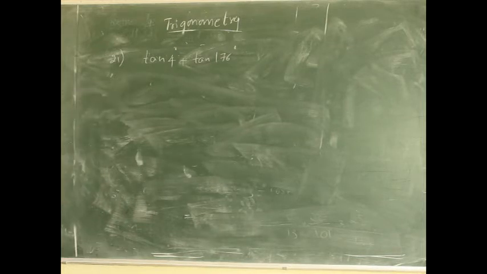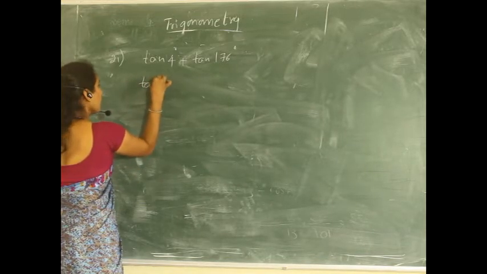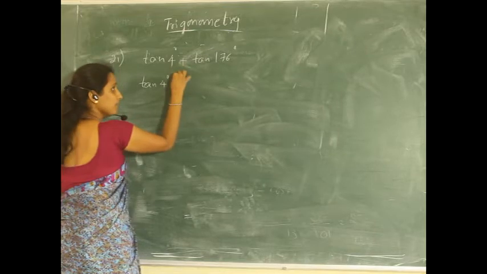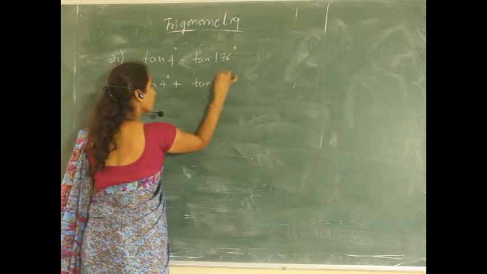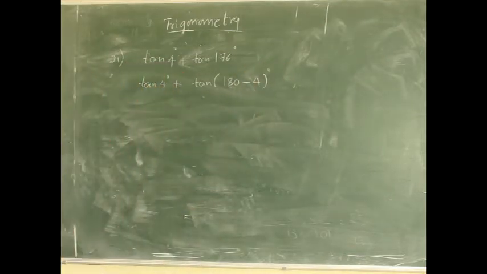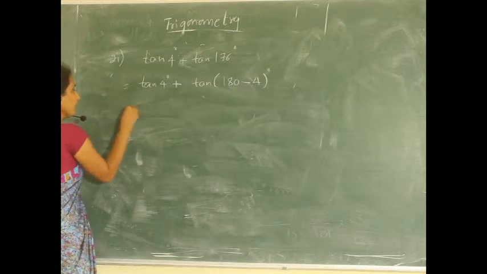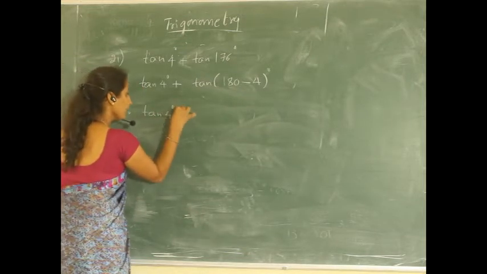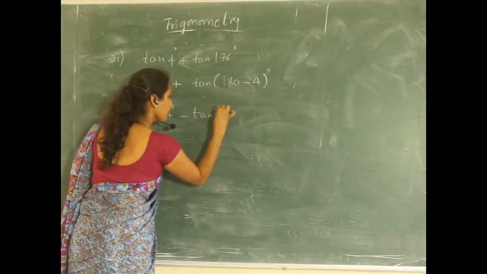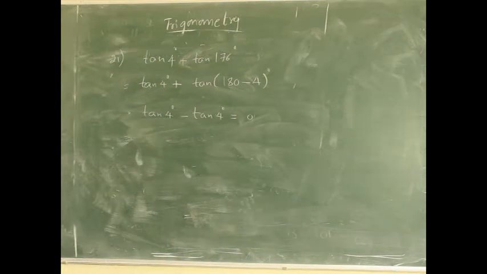If we combine tan 4 degree and tan 176 degree, this is equal to tan of 4 degree plus tan of (180 minus 4 degree), since I can write 176 as 180 minus 4 degree. In the second quadrant tan is negative, so we are getting tan 4 degree minus tan 4 degree, which is equal to 0. So when we combine tan 4 degree and tan 176 degree, the answer will be 0.